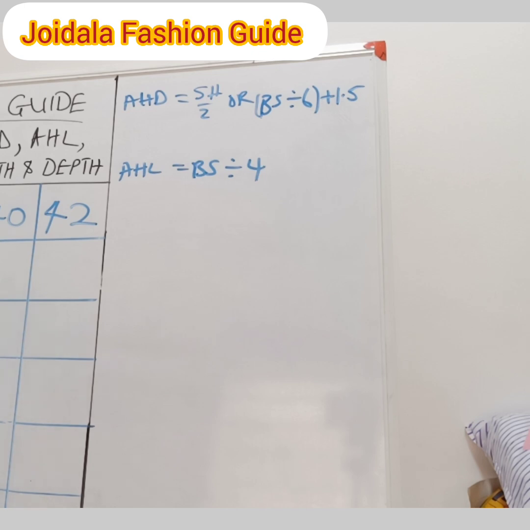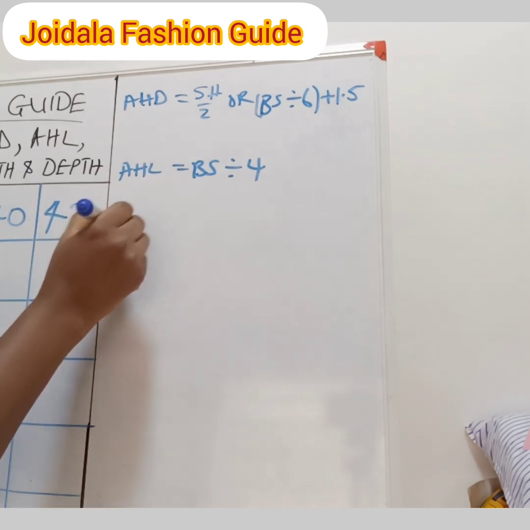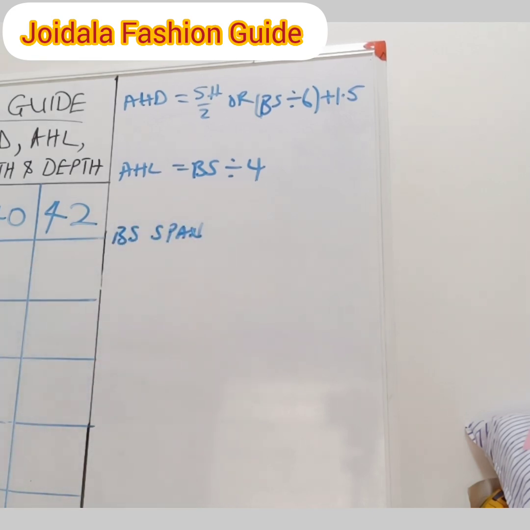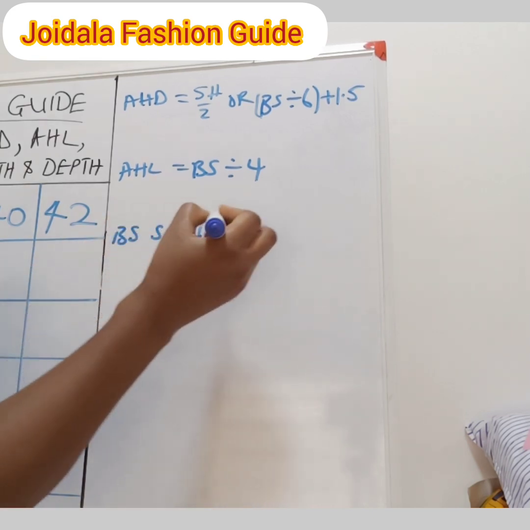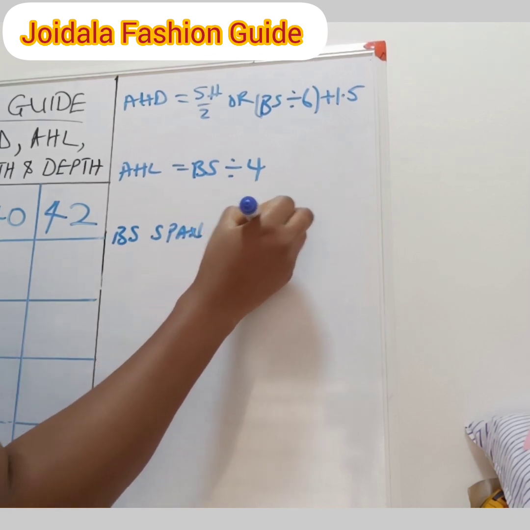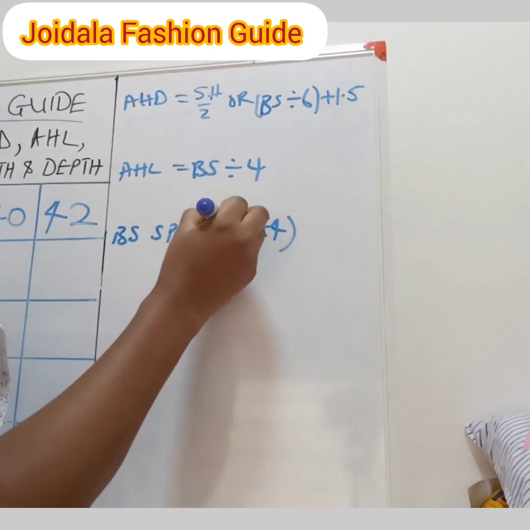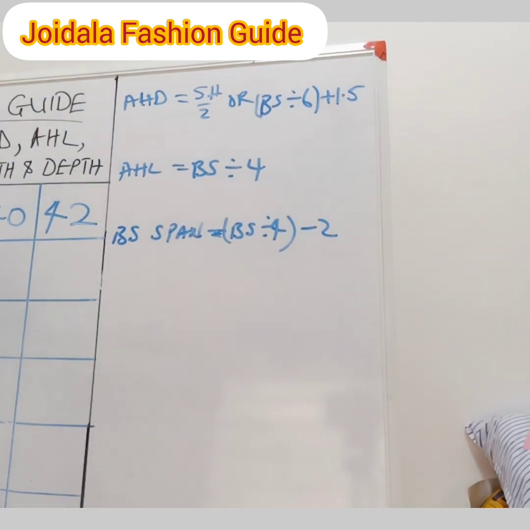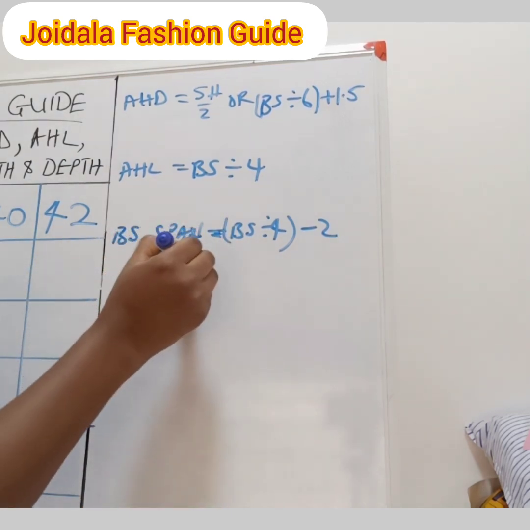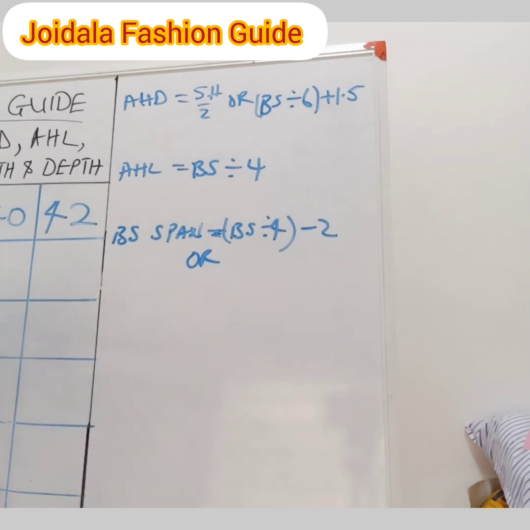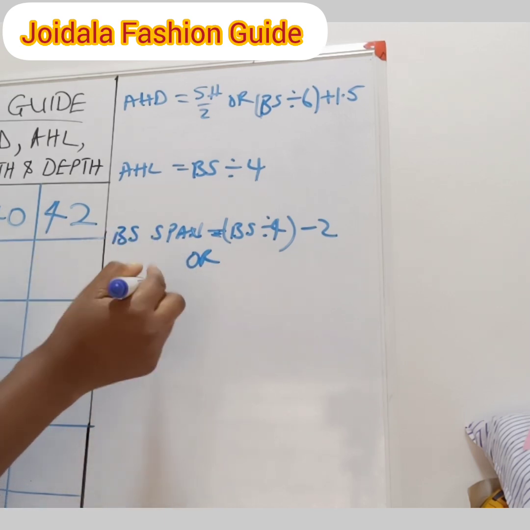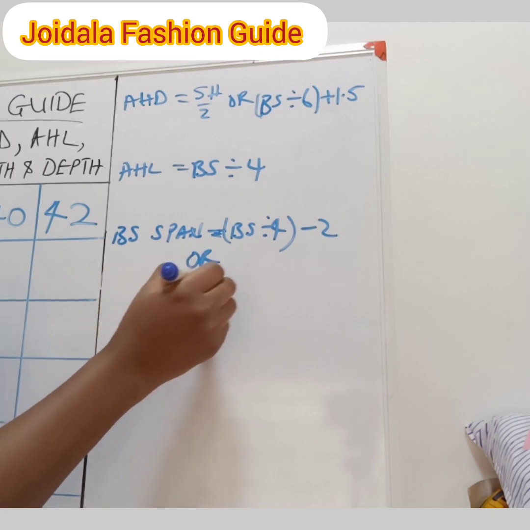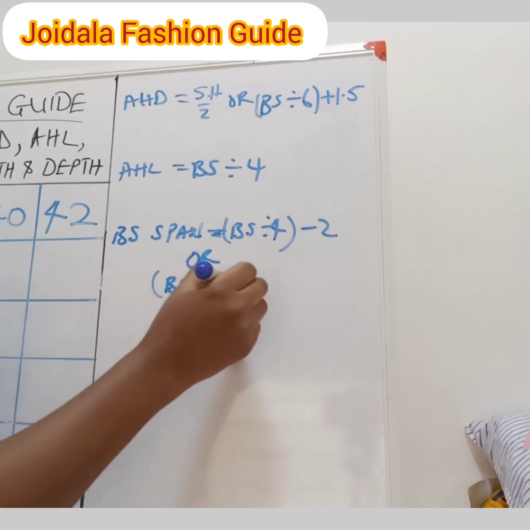And then the next one is the bust span. To calculate the bust span, there are two ways to do it. Either you use the bust circumference divided by 4 and then you subtract 2 from the answer. That will give you the bust span. And then there's another formula that you can also use, but this will give it to you on fold. So you have the bust divided by 8 minus 1.